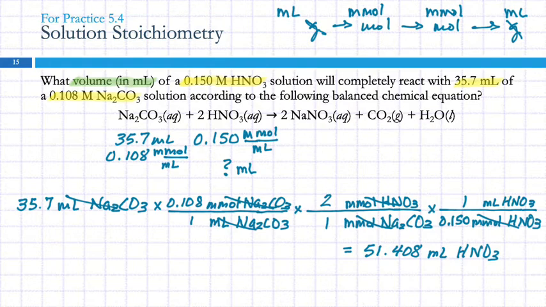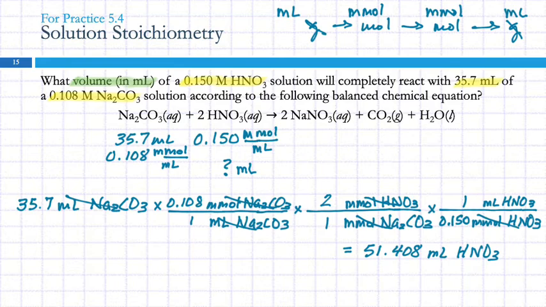No, we don't actually, because that's here in the milli. But if it was liters, you have to. Yes, if you converted this to liters and did moles to liters and moles to liters, you'd end up with liters of nitric acid, and then you'd have to convert to milliliters.